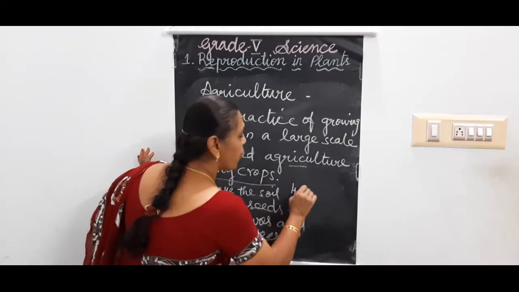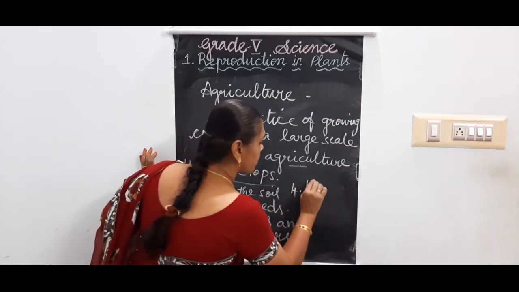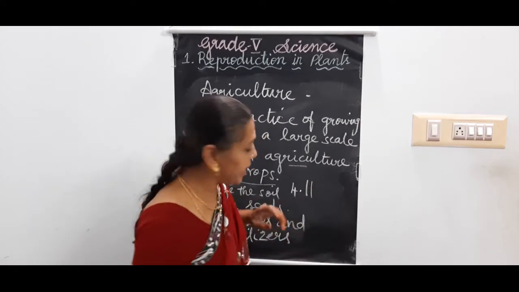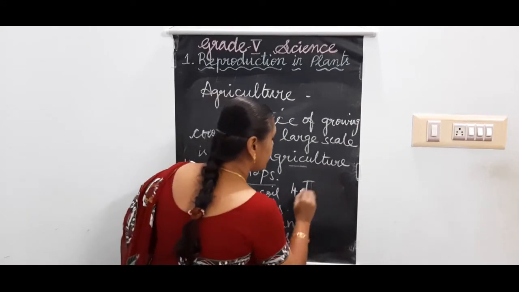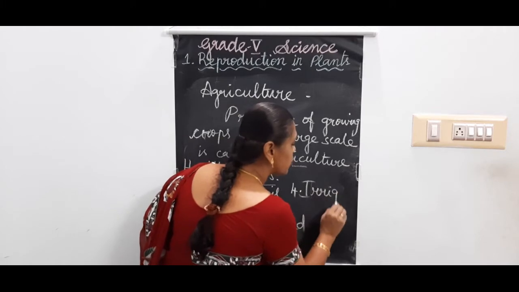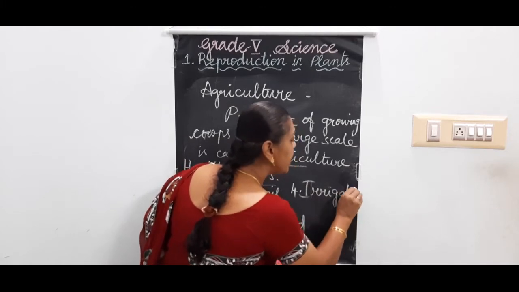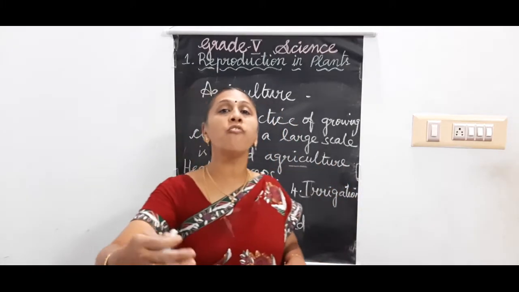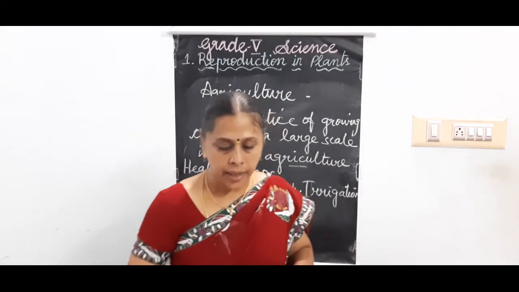Next, fourth point, irrigation. That means after the plant starts to grow, we have to irrigate the plants. That means supply of water. Understand?